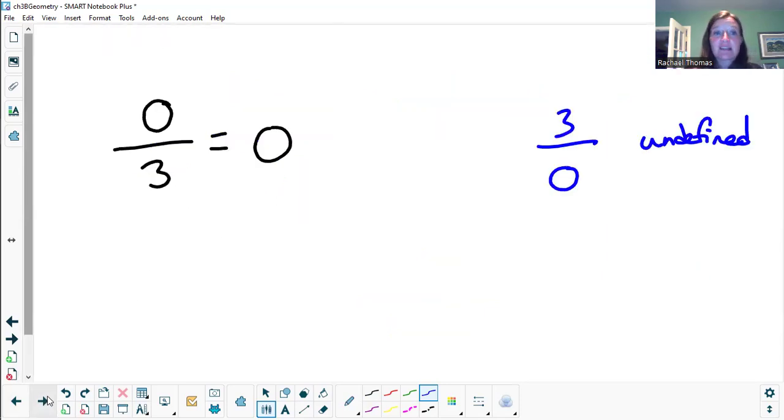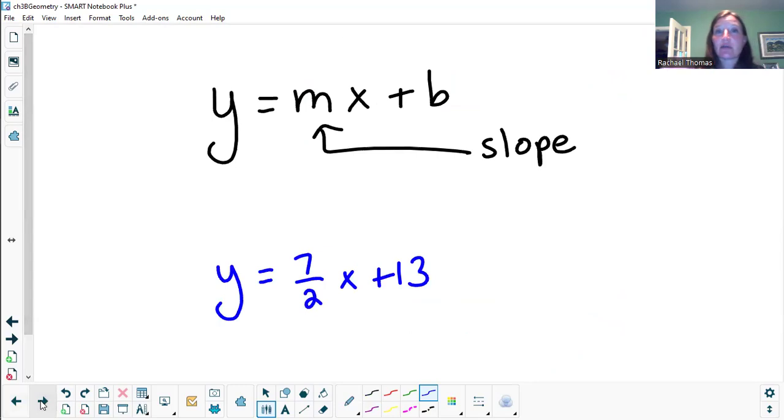All right, very last thing that we can do here with slope is calculate or find the slope if we're given an equation. Most of the time, your equations are going to be given to you in y equals mx plus b form. And then slope is just the number that is attached to the x. It's that easy. So right here, I've got this 7 over 2. He's attached to the x. That's my slope. M is 7 over 2.